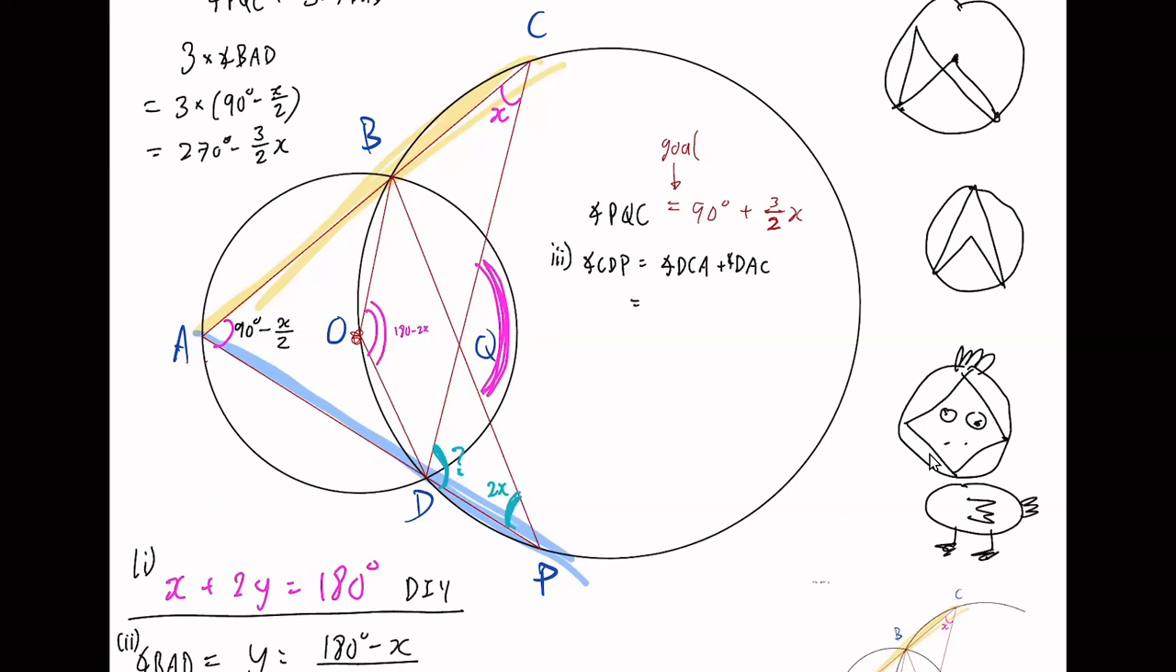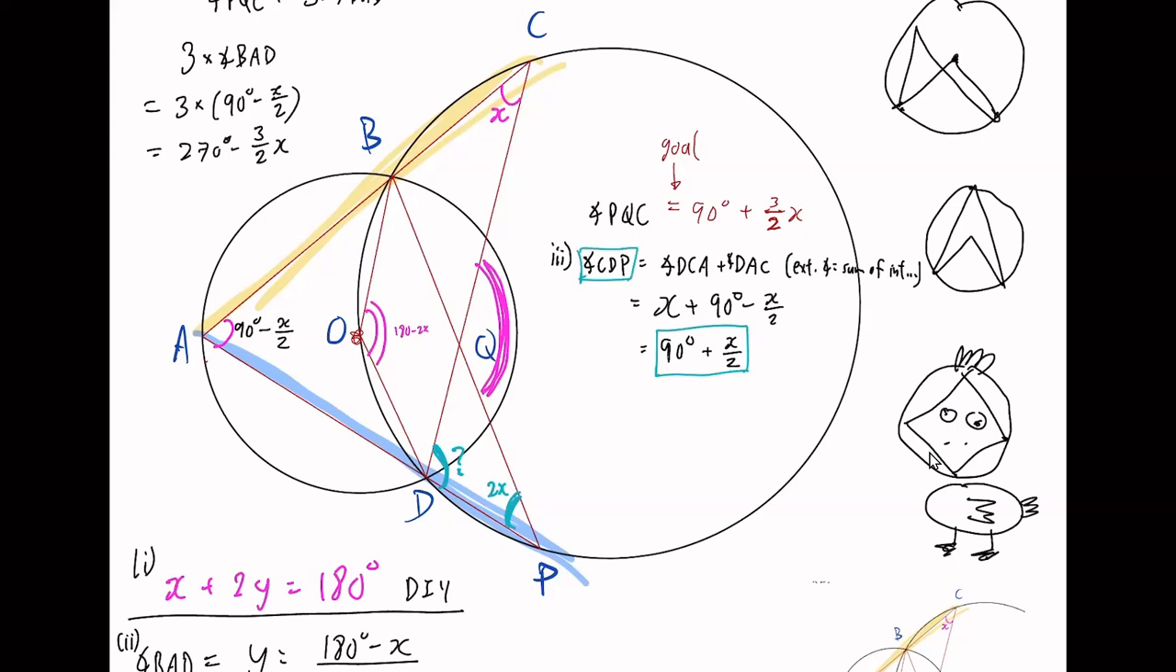I don't write the reason, is that okay? Exterior angle equals sum of interior opposite angles. You'll fill it in on your own. Then DCA is x, DAC is 90 degrees minus x over 2. Clean up a bit, we get 90 degrees plus 1 minus half, which is plus half, so positive x over 2. Good. Box it up. 90 degrees plus x over 2 is the first angle.